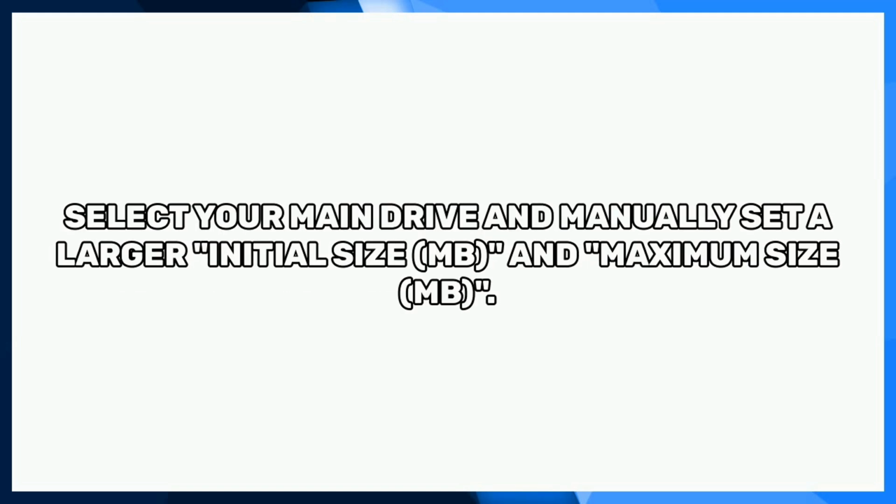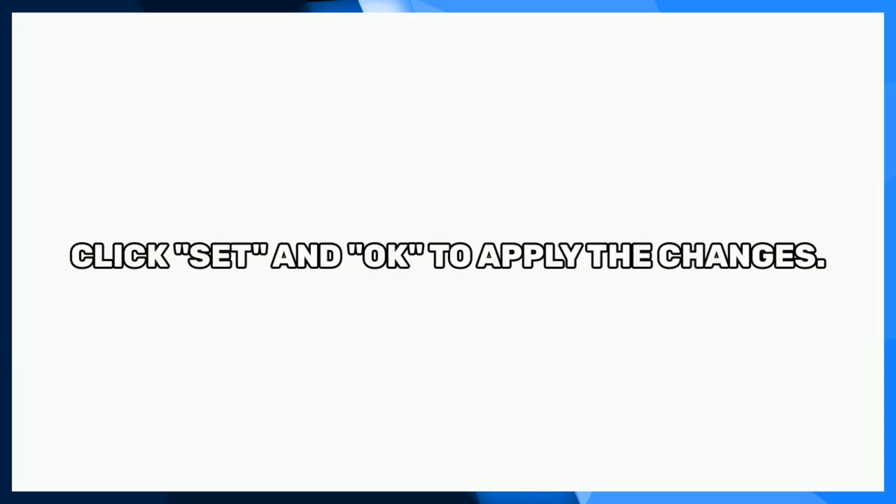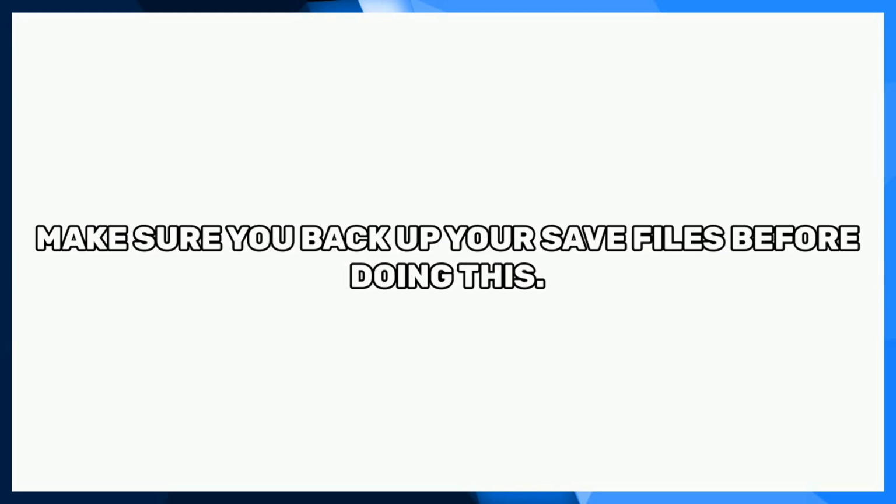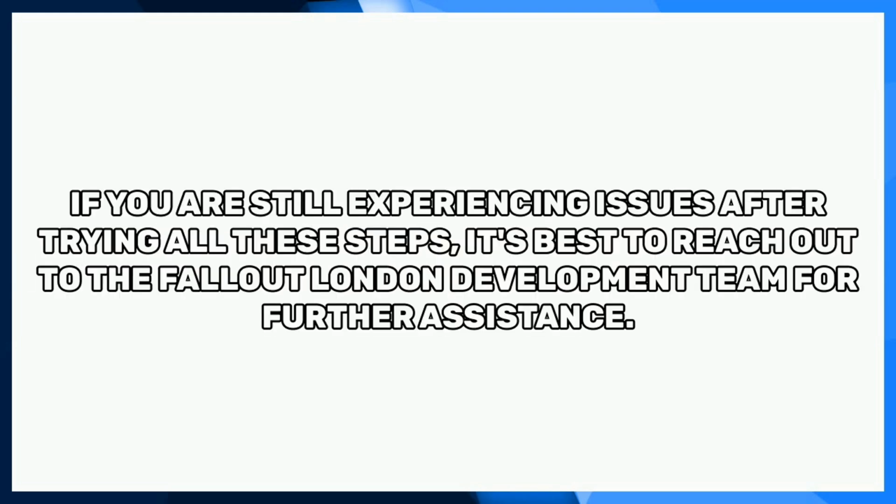Select your main drive and manually set a larger initial size in MB and maximum size in MB. Click Set and Apply to apply the changes. If none of these steps worked, you can try uninstalling and reinstalling Fallout London. Make sure you back up your save files before doing this.